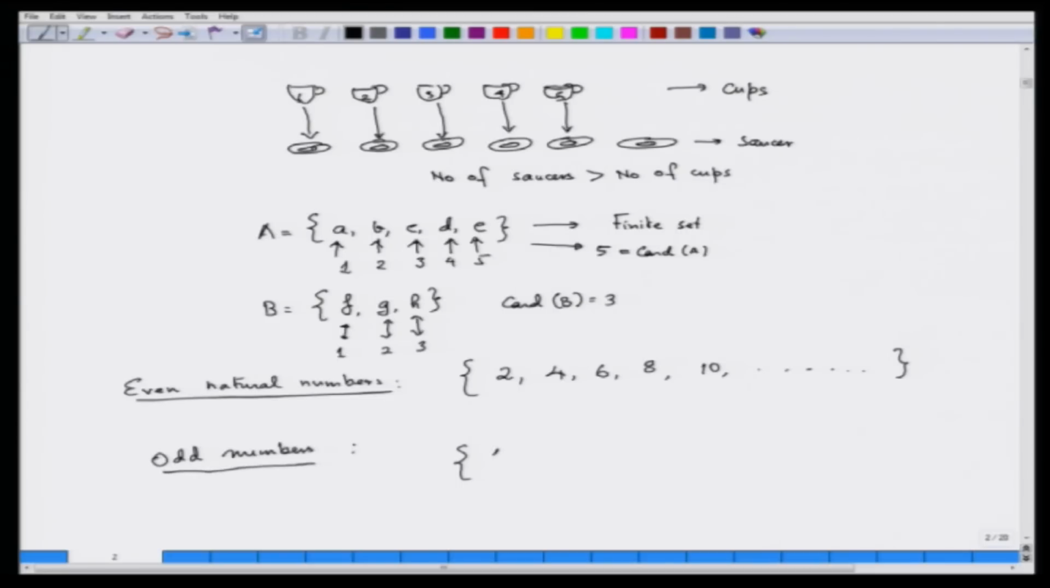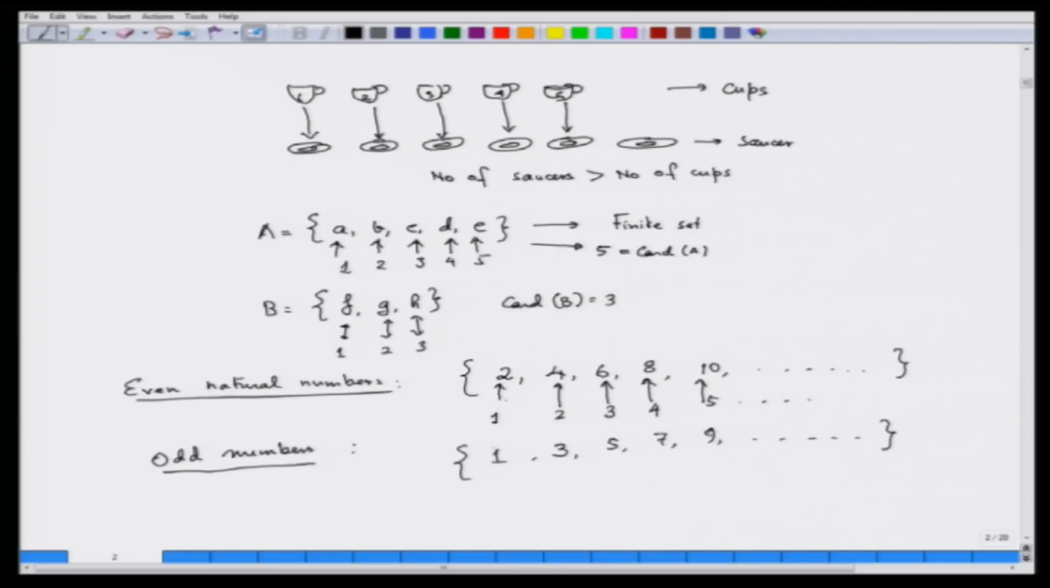That is 1, 3, 5, 7, 9 and so forth. Now, are these 2 sets countable? Yes. The sets are countable in the sense that 2 is related to 1, 4 is corresponding to 2, 6 is corresponding to 3, 8 is corresponding to 4, 10 is corresponding to 5 and so on.